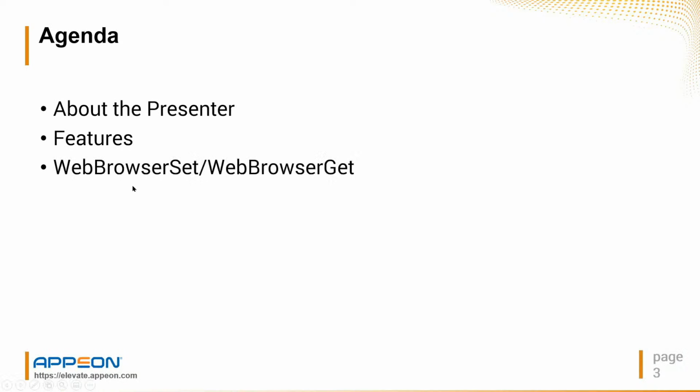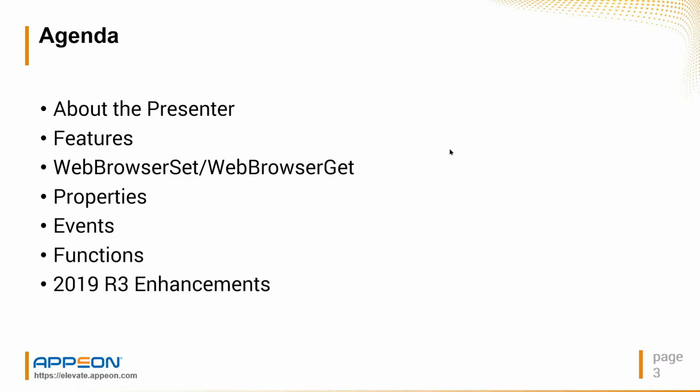Now let's go over the agenda. So first, in case people aren't familiar with who I am, I would just introduce myself briefly, and then we'll talk about the features of this new control, how to use the web browser set and get methods to work with the properties of the control. We'll talk about what some of those properties are. We'll also look at the events and functions of the web browser control, and then we're going to look at the enhancements that are coming in 2019 R3, and then I'll go ahead and do a demo.